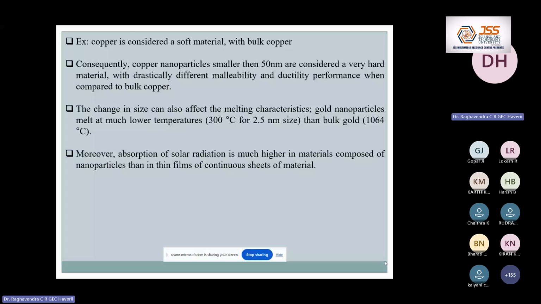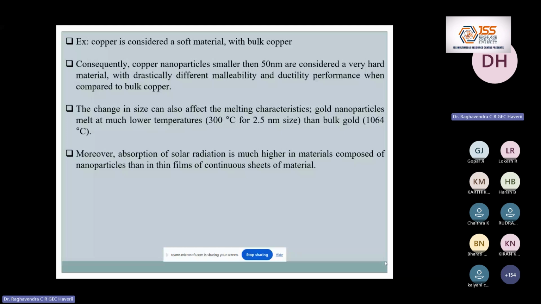Moreover, the absorption of solar radiation is much higher in materials composed of nanoparticles than in thin films or continuous sheets of materials. This is one of the most advanced areas. Recently, we were working on a hybrid lighting system, where in the proposal we worked on solar radiation and solar cells, which have been in the limelight nowadays for their one-time investment.